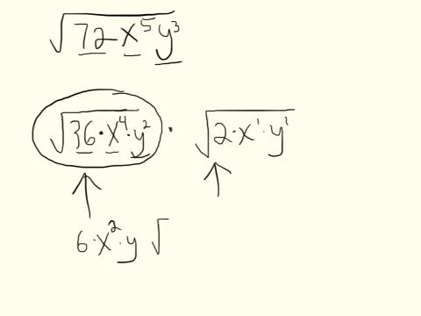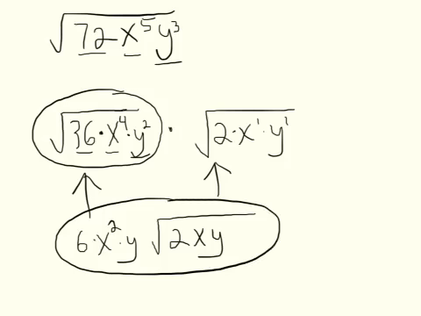Meanwhile, on this side, there's nothing we can do to simplify this, so we end up with just 2xy under the radical. So this thing right here is equivalent to this. It's just that we factored out the perfect square and then took the square root of it.